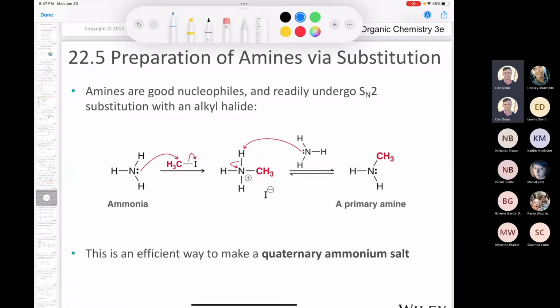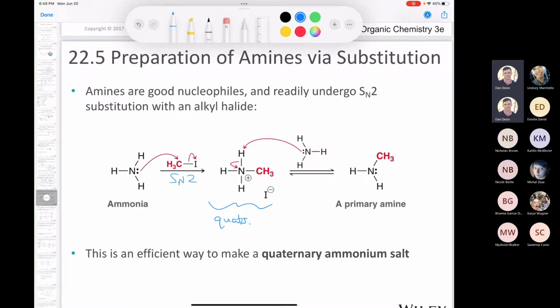And check this out. It says if you take a compound like ammonia and treat it with methyl iodide, an amine is such a great nucleophile that it's going to undergo a substitution, just an SN2, to give you an alkyl ammonium ion. And then you can deprotonate that to make a primary amine. And it says this is an efficient way to make a quaternary ammonium salt. So this here is a quaternary ammonium salt. Sometimes we call them quats. Sometimes, not kidding, the quat.